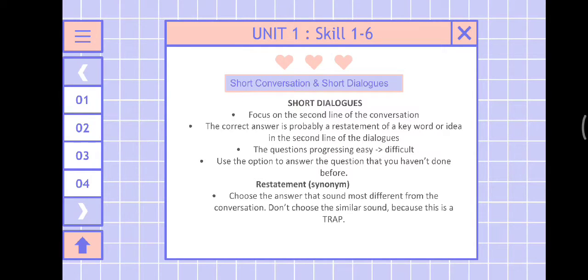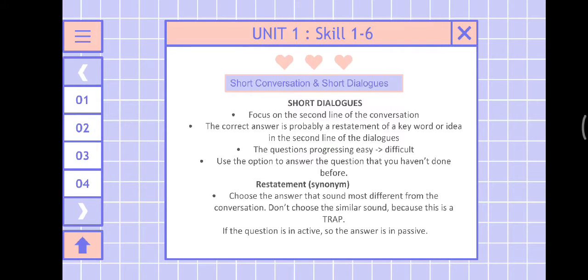Focus on the second line of the conversation. The correct answer is probably a statement or a keyword or idea in the second line of the dialogues. The questions progress from easy to difficult. Use the option to answer the question that you haven't done before. Restatement or synonym: choose the answer that sounds most different from the conversation, and don't choose the similar sound, because this is a trap.